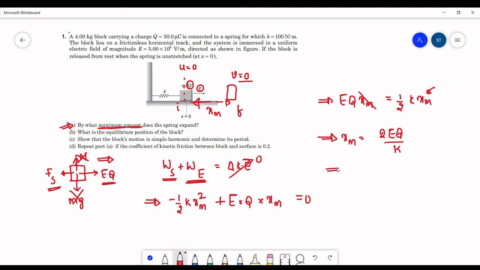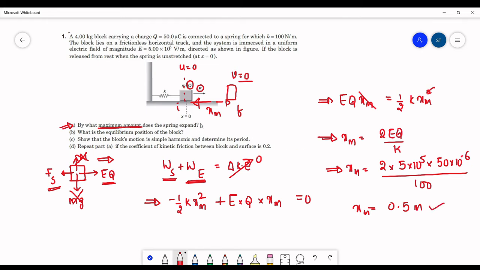Now just substitute the values here. E value is given as 5 × 10^5. Q value is given as 50 μC, where μ is 10^-6, upon k value, which is given as 100. On solving this, we will get xm is equal to 0.5 meters. This will be the solution for question A.